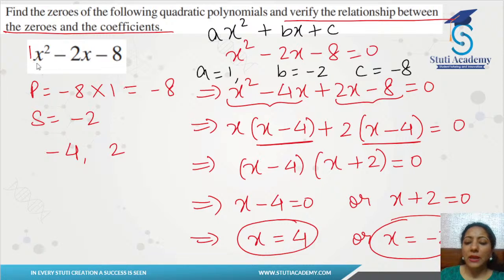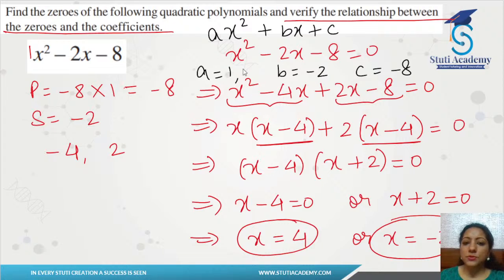Now we have the polynomial x square minus 2x minus 8. We are going to solve for the zeros of the polynomial using split the middle term method. Now we want two numbers whose product is minus 8 into 1, minus 8 into the coefficient here, that's minus 8. And the sum, we want minus 2. That's the coefficient of x. So if I take minus 4 and 2, I'm going to get the product minus 8, and I'm going to get the sum as minus 2.